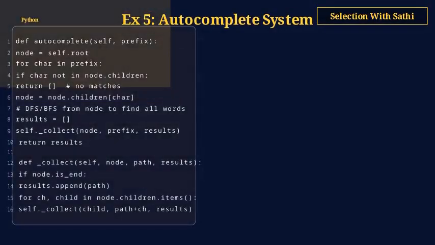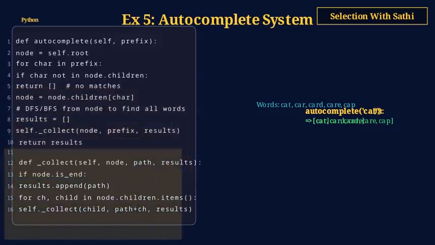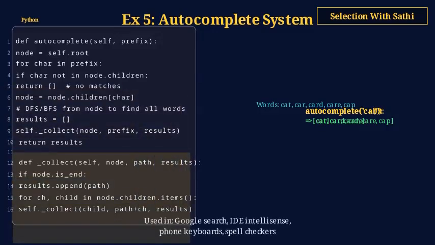Autocomplete is one of the most practical trie applications. We have cat, car, card, cap, cape in the trie. User types CA. We navigate to the node under C. Now we do a DFS from this node to find all complete words.